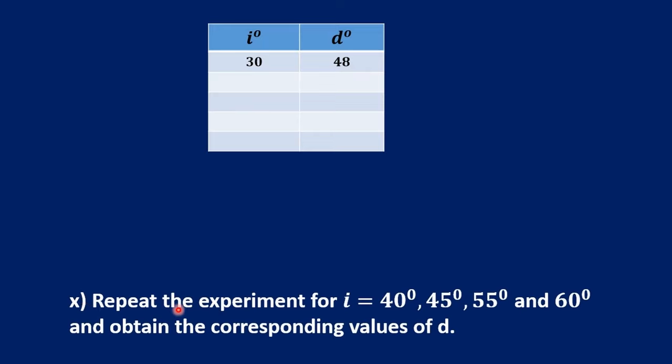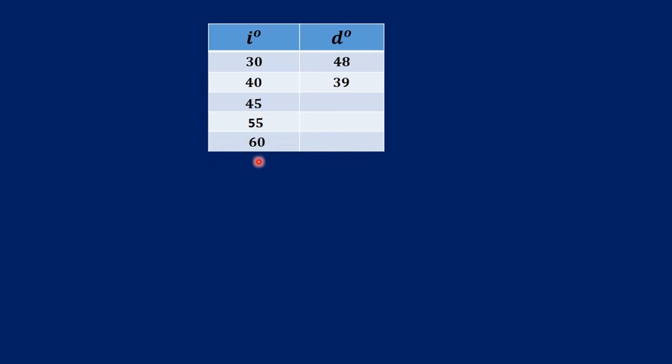And we are going to repeat the experiment for an angle of incidence of 40 degrees, 45 degrees, 55 degrees, and 60 degrees, and obtain the corresponding values of D. So on another drawing sheet, we repeat the whole experiment, this time around with an angle of incidence of 40 degrees, and then record the angle of deviation, and repeat the experiment again for an angle of incidence of 45 degrees, 55 degrees, 60 degrees, and tabulate the results.